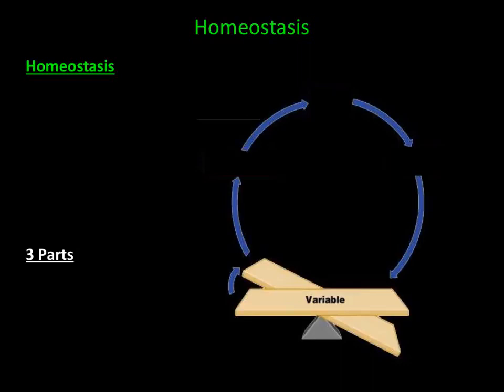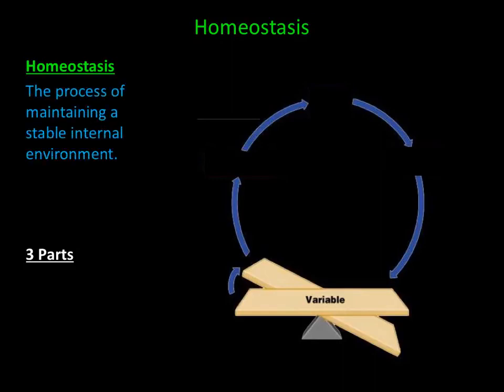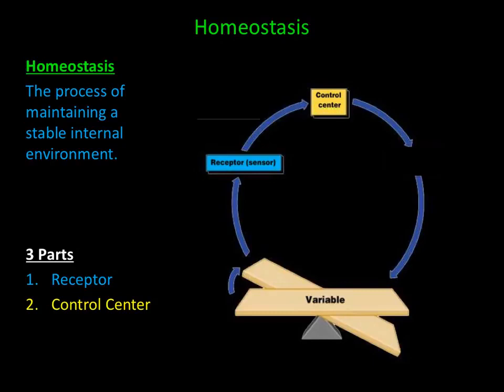In this lecture, we're going to talk about homeostasis and all of the mechanisms that help the body maintain homeostasis. Homeostasis is the process of maintaining a stable internal environment. There are three parts within the human body that help maintain homeostasis. The first part is a receptor. The second is the control center, and the third is an effector.